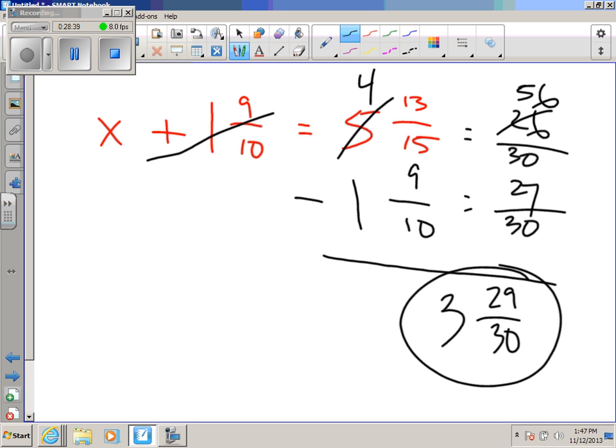Anyone get all 6 of them right? Good work. If you know your opposites and you know how to add and subtract with mixed numbers, you're going to be fine. That's all it is. Don't make it harder than it is. Did we skip 27/28? All right.